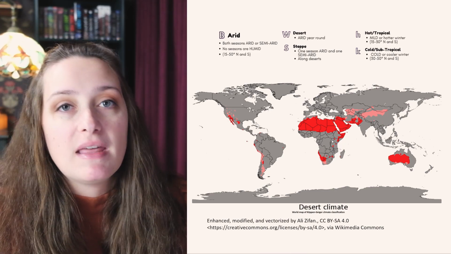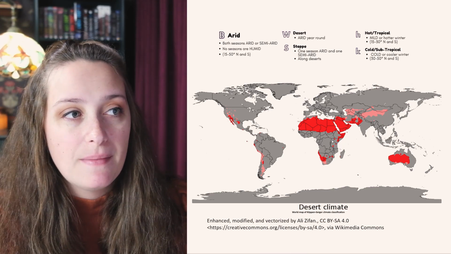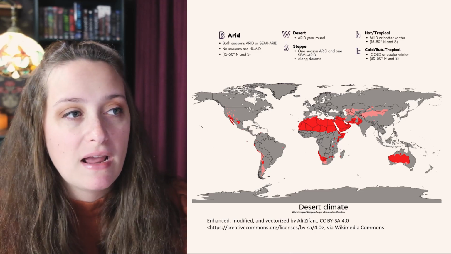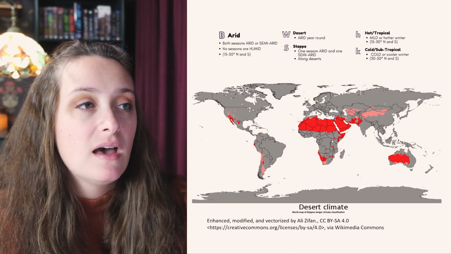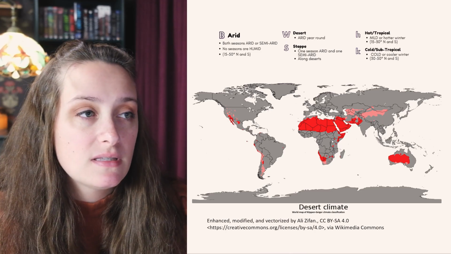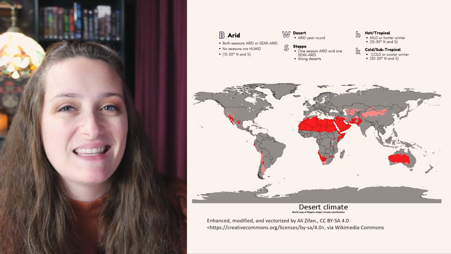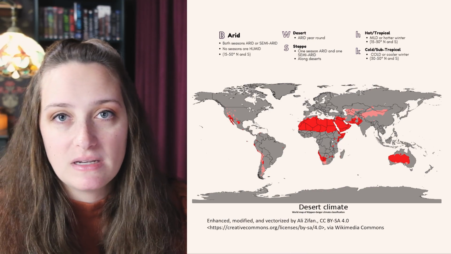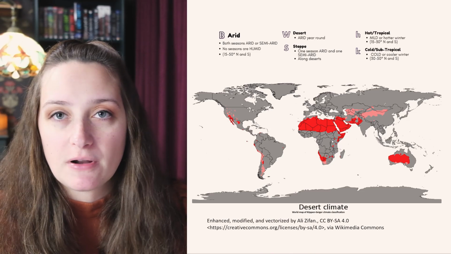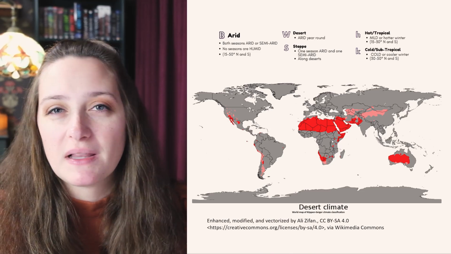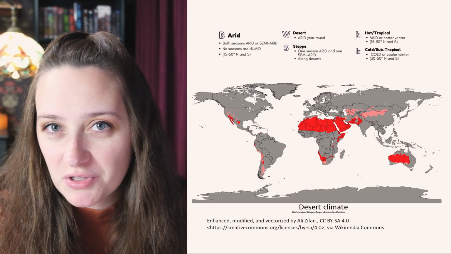W, desert, that's arid year-round. S, steppe, is where you can have one arid and one semi-arid season, and these tend to be along deserts. And just as a note, if this wasn't already clear, when I say season, I basically mean half a year, because we did summer and winter. We're not looking at all 4 seasons. We're only looking at the 2 we mapped.